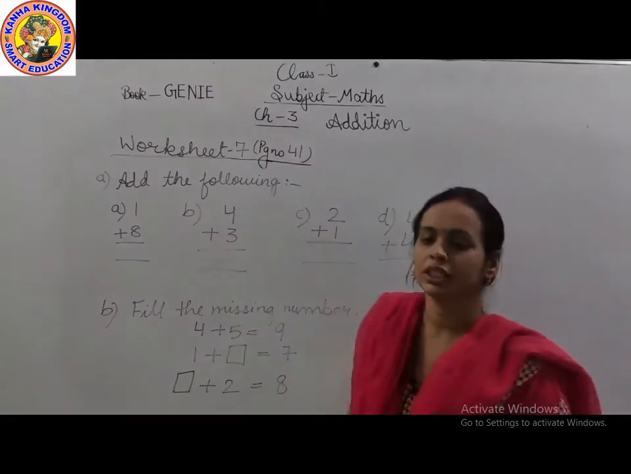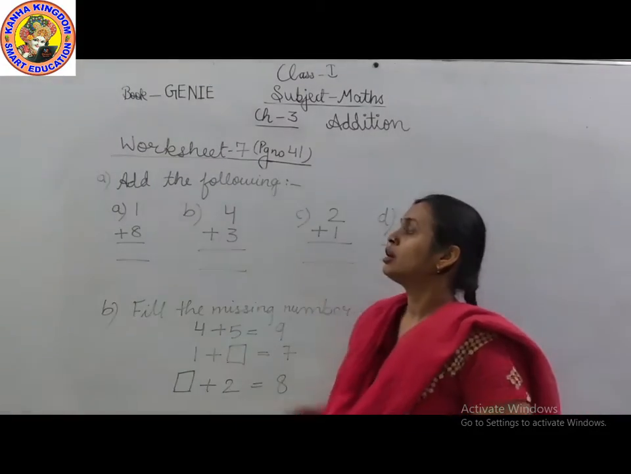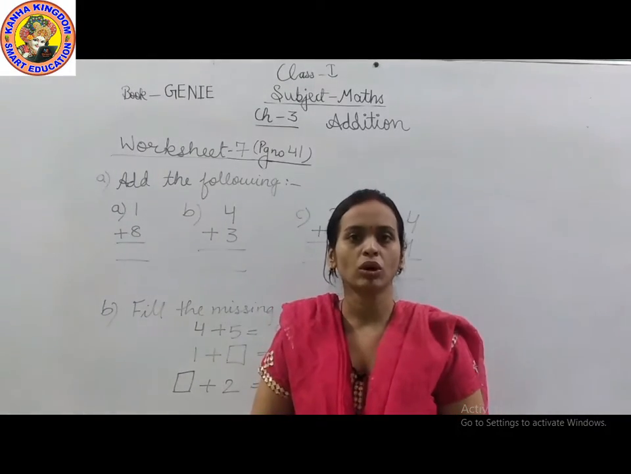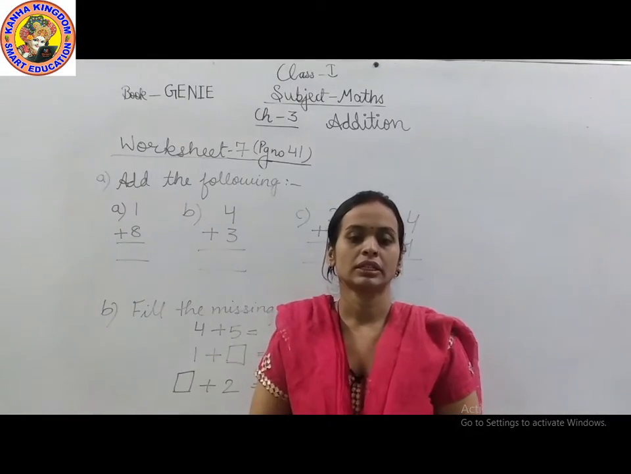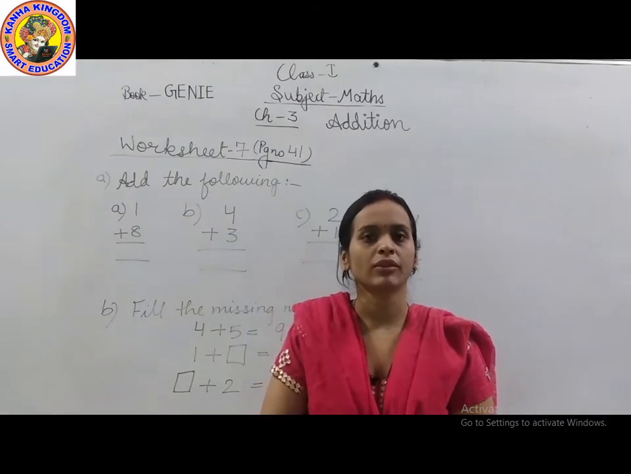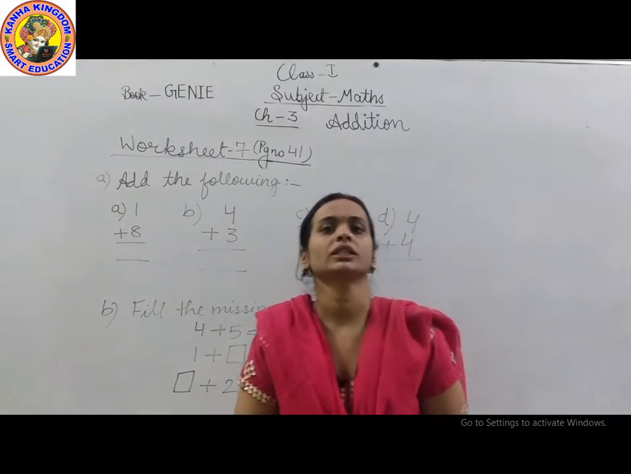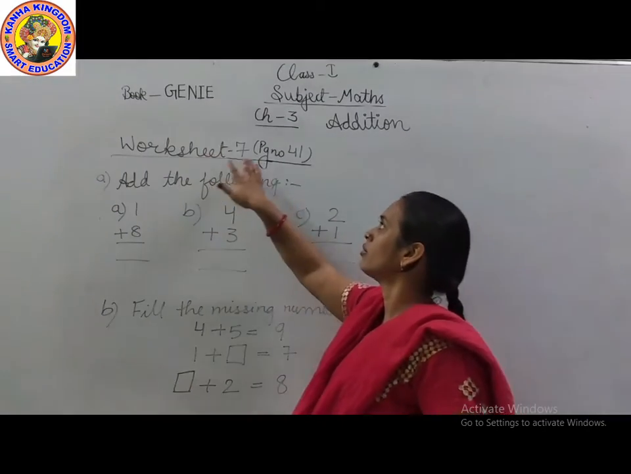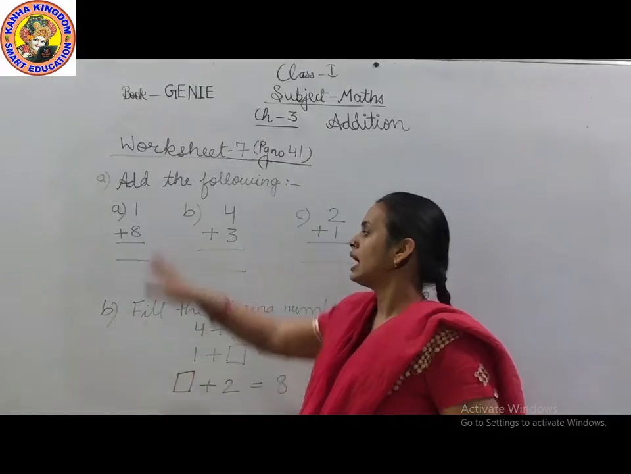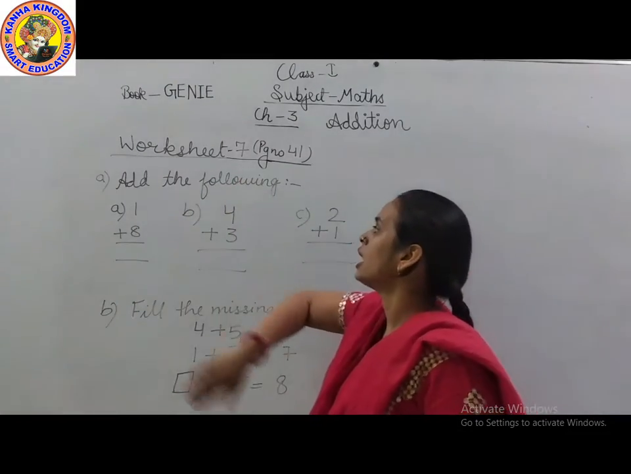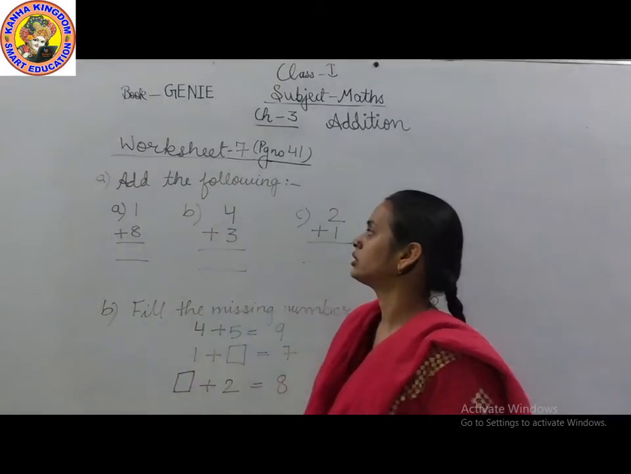Now, next worksheet is worksheet 7. Worksheet 6, do yourself in your Genie book, because worksheet 6 is just like worksheet 5. So, worksheet 6, do yourself. And next worksheet is worksheet 7, page number 41. Add the following. First question number A is add the following.